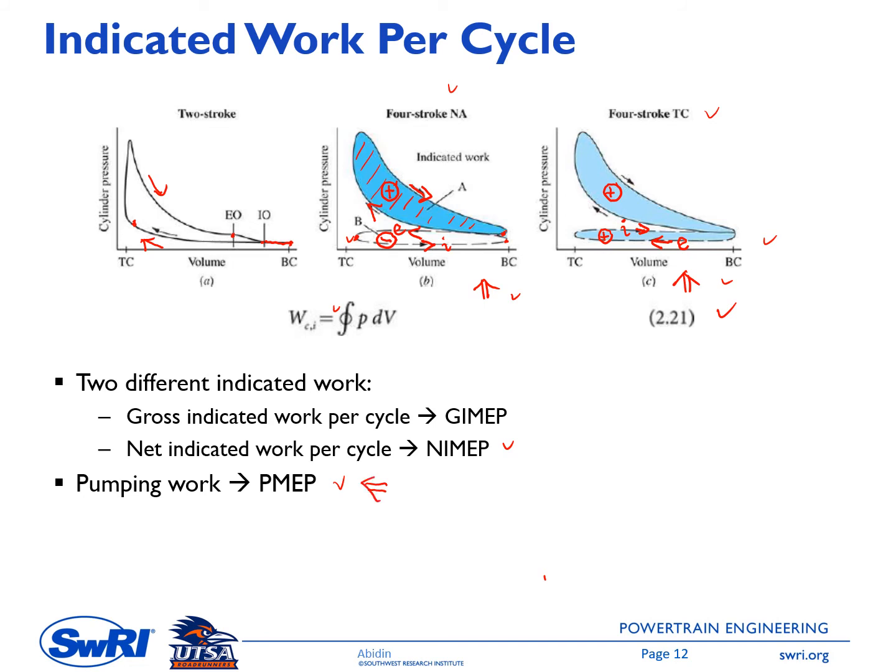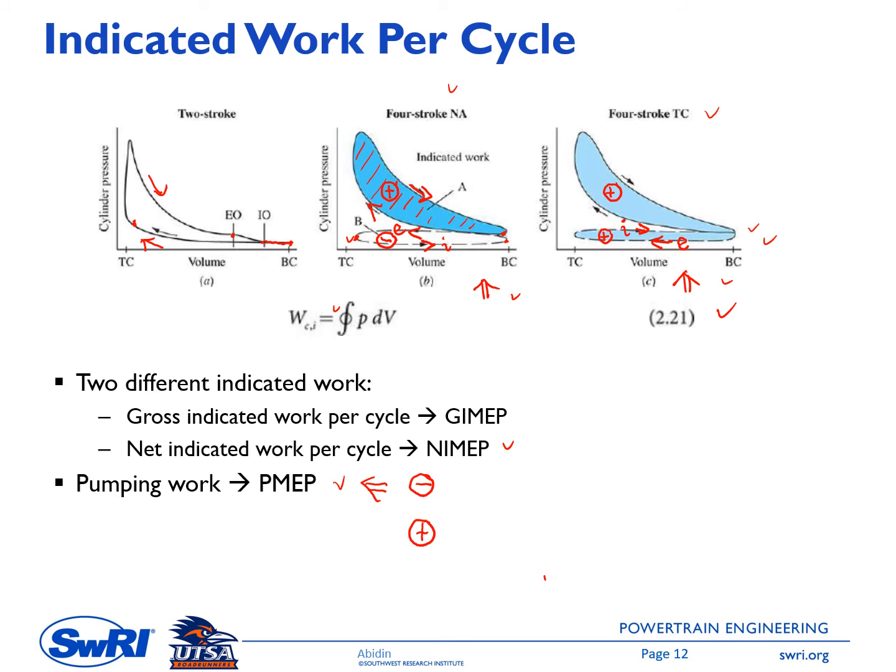So you have a negative work. It means the gas needs to receive work from an external source, in this case the piston. And then if we have a turbocharged engine, then we will have a positive pumping work. So in this case the gas will do work on the piston, as shown in figure C here.